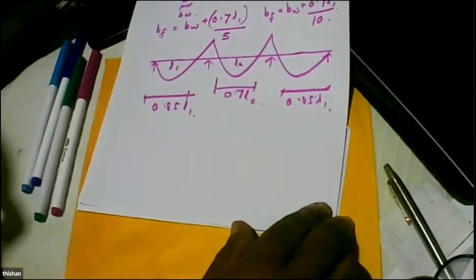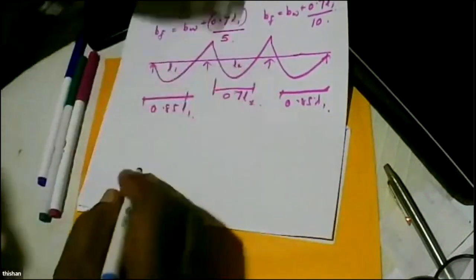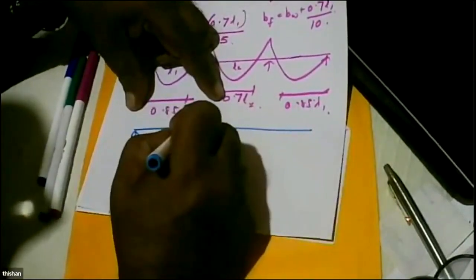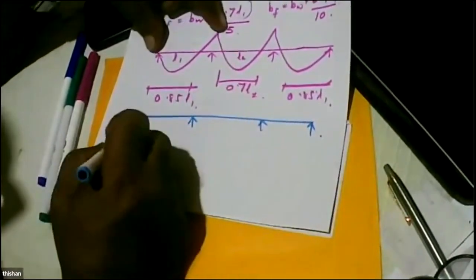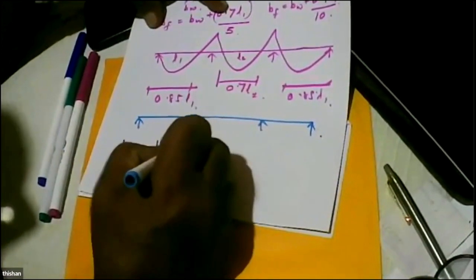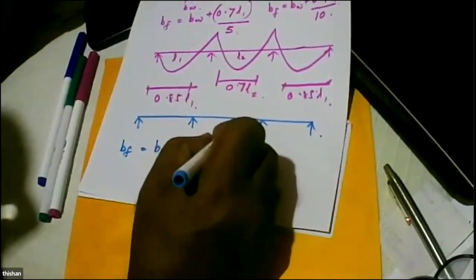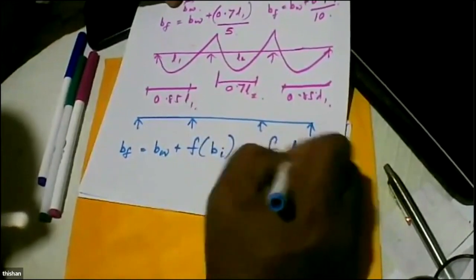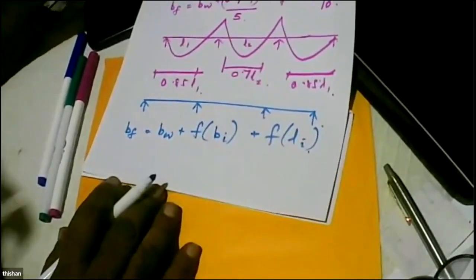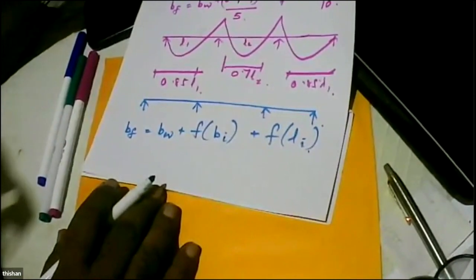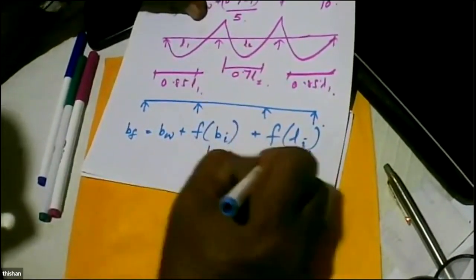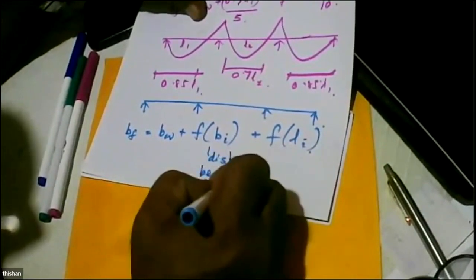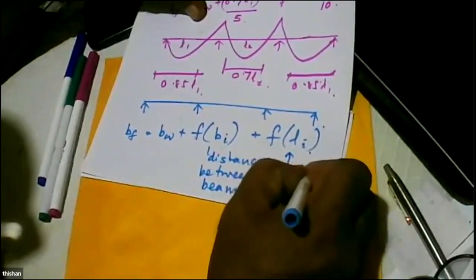So now, Eurocode is different. Eurocode has brought a lot of other parameters. In Eurocode, BF depends on BW, as a function of B, BI, as a function of LI. In British code, it's a function of the span of the beam. But in Eurocode, it's a function of the distance between the beams and the distance between the supports. So this is the distance between beams. This is the distance between supports.